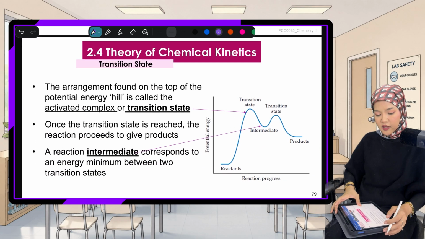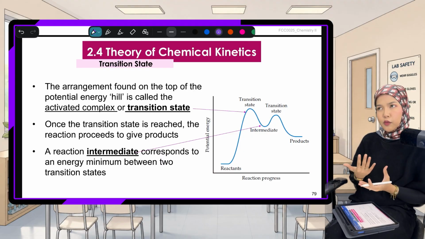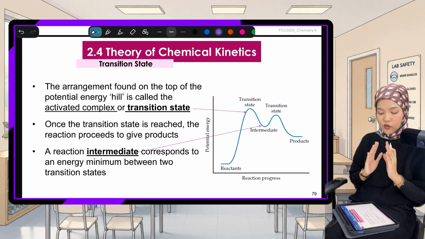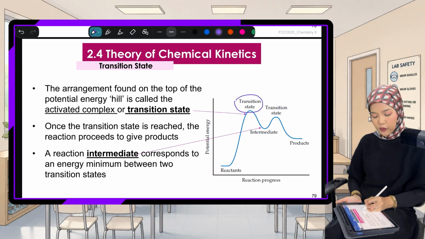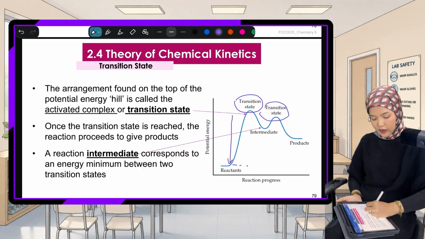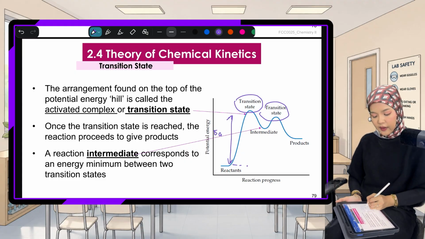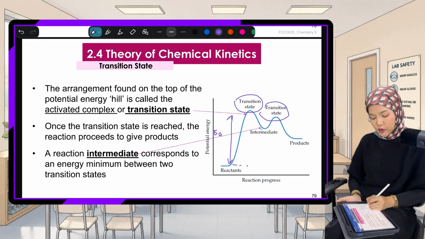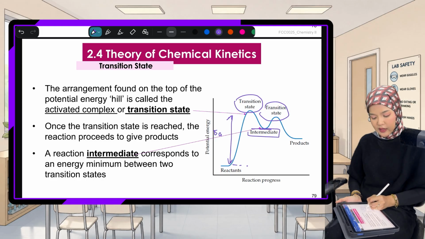Let me share with you a little bit about the graph. This is going to be important when we look into organic chemistry later, but I would like to just introduce you to the transition state. The top here is what we call the transition state. In this case, the activation energy is going to be here. Sometimes you don't only have one hill, you can have two hills. If you have two hills, you have an intermediate. This is what we call the intermediate.